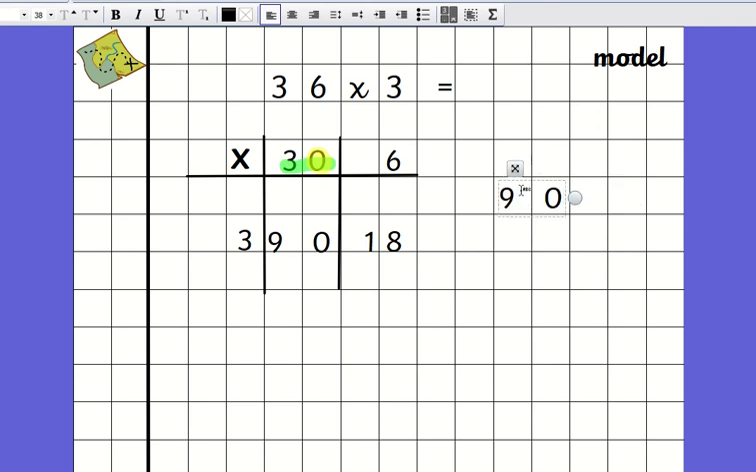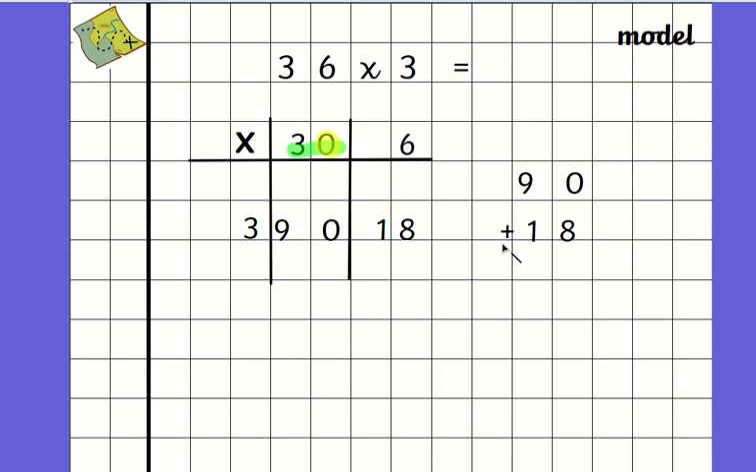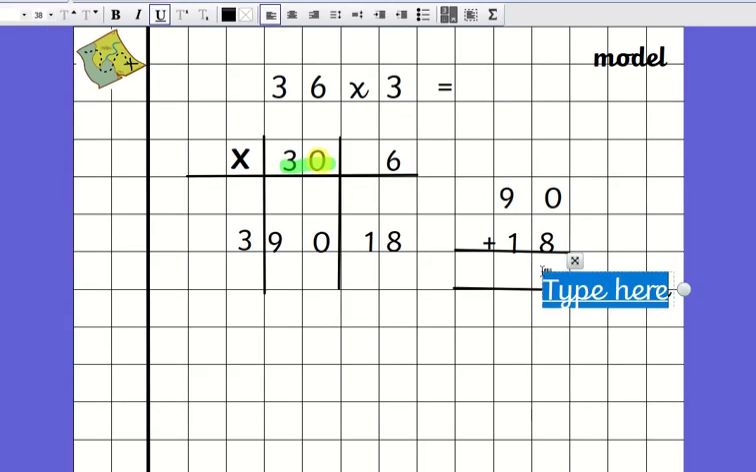So 90 add 18 equals, they're not very straight, I do apologise. So that's going to be 8, 9, add 1 is 10. I don't need to carry because there's no other column. So the answer is 108.